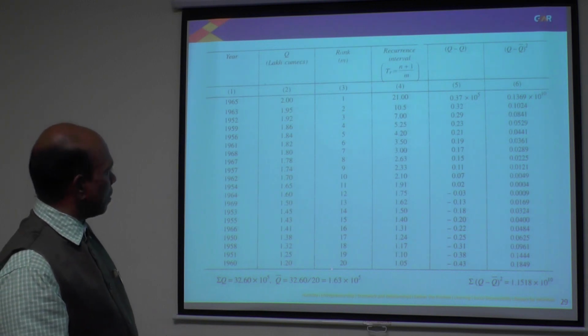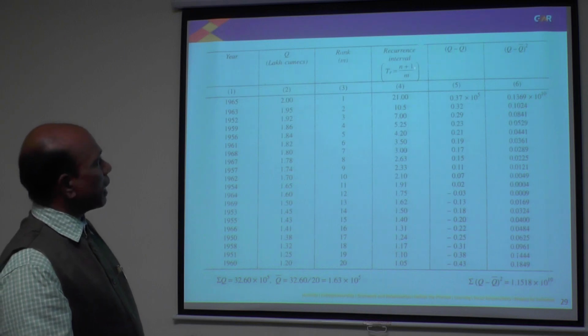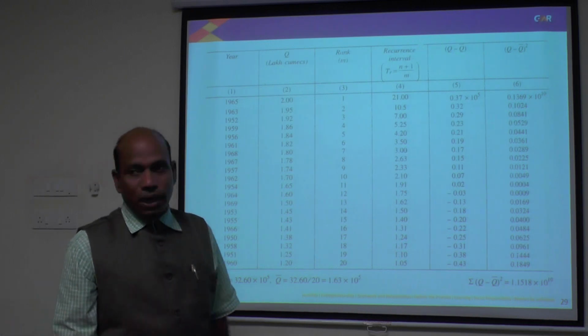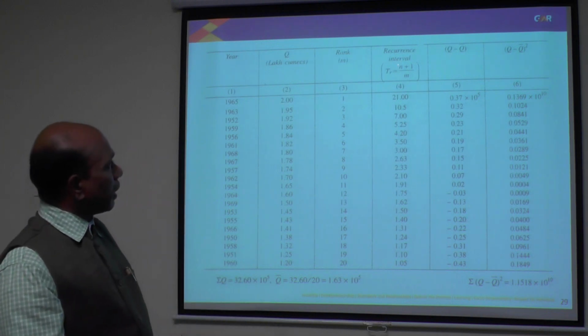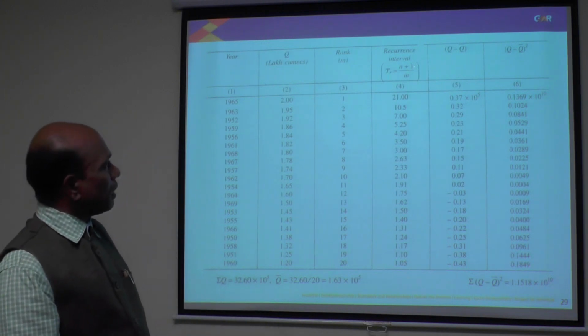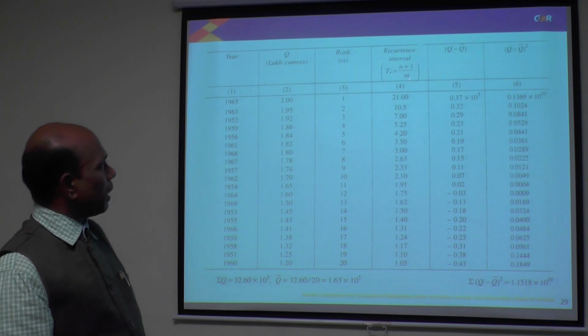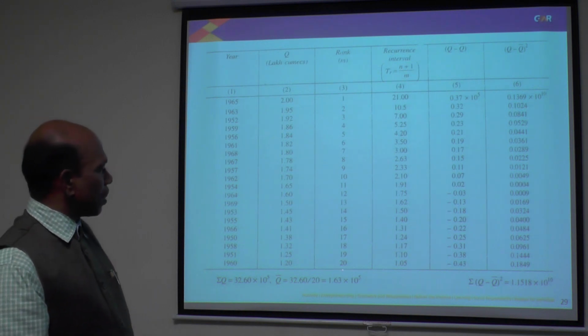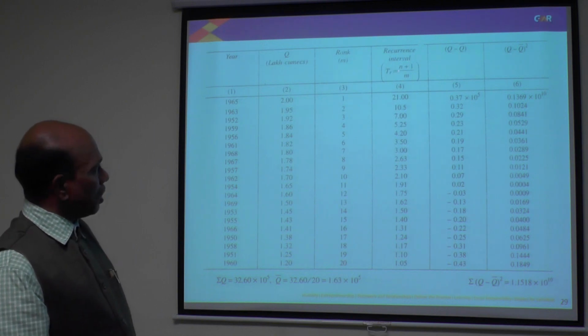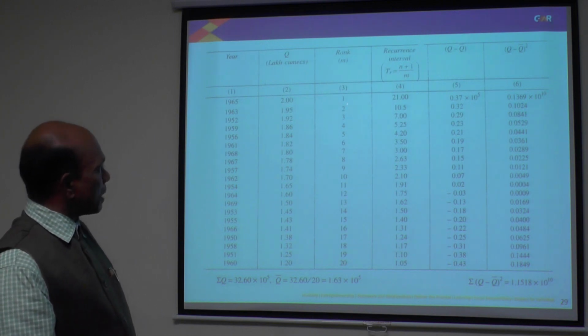These are the ranks. Then we determine the recurrence interval. For the determination of recurrence interval, we know one formula: TR is equal to n plus 1 by m, where n is the number of years of data available, here 20 years, plus 1, divided by m, meaning rank 1.